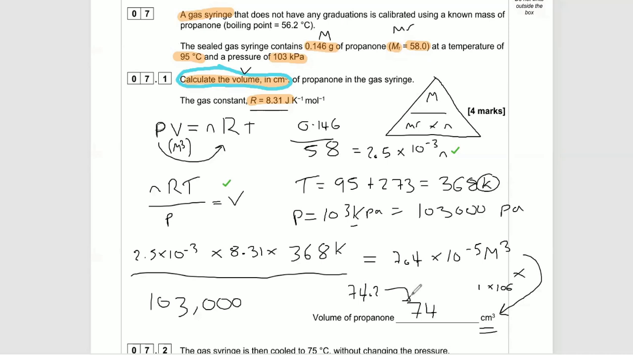Okay, now in my calculator it came out as 74.2, but I'm putting 74 centimetres cubed if you use the rounded numbers throughout. If you don't, you get slightly higher. Now there'll be some leeway in the mark scheme for that. All right, let's zing down to the next question.